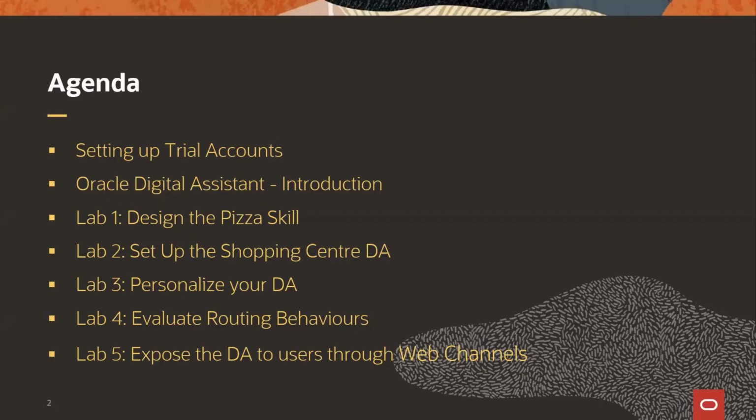So for this workshop, for those who are new to us, I'm going to share how we can help you get acquainted and set up the trial account. We're going to do an introduction on the Oracle Digital Assistant, the use case for today, and the labs that you will be doing. There are 5 labs: design the pizza skill, setting up the shopping center digital assistant, personalizing your DA, evaluating the routing behaviors, and exposing the DA through the web channels. So these are our agenda for today.